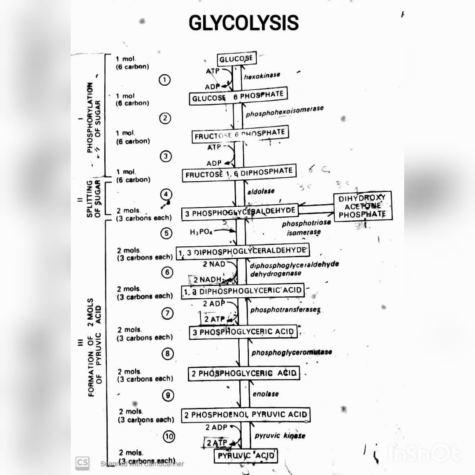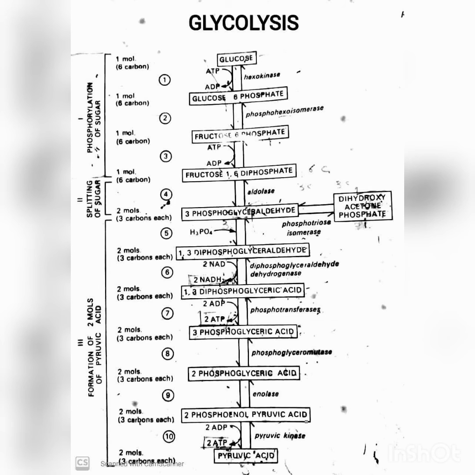Now the step number 10. This is the last step of glycolysis. Here, one phosphate group is removed from phosphoenol pyruvic acid with the production of pyruvic acid under the influence of enzyme phosphopyruvic kinase. The removed phosphate group is accepted by ADP to form ATP. So the last step is very important.